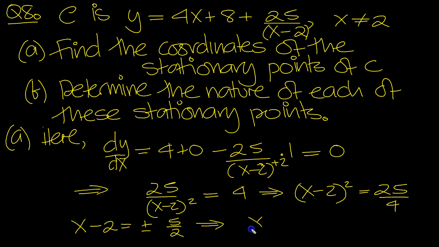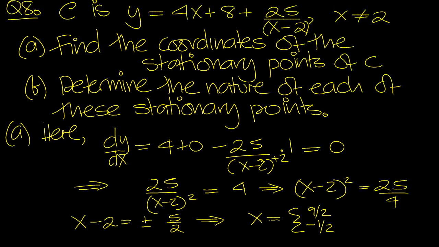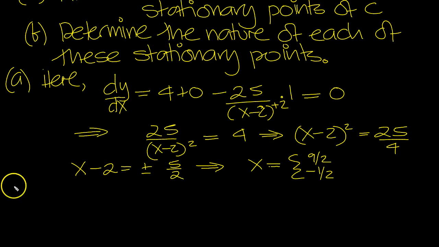So x is equal to, if we move the 2 over, 2 plus 2.5 is 4.5, which is 9 over 2. Or, moving the 2 over, 2 minus 2.5 is minus 1/2. So there's the x coordinates. So when x is equal to 9 over 2, y is equal to, so what is it?